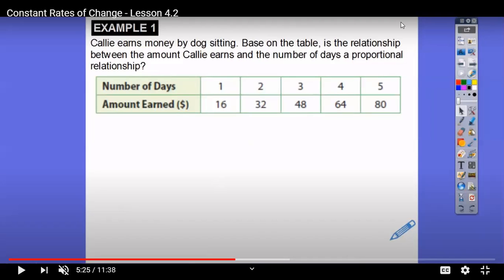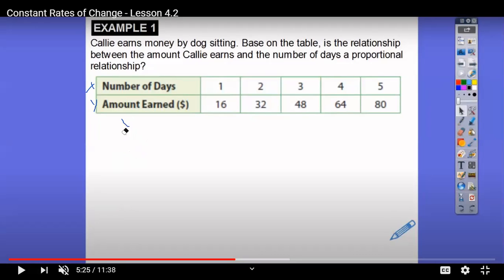As I said, we have x and we have y. So the second amount, this one, will be y, and the first one will be x. And how do you find the ratio or simplify it? You have to calculate y over x, which means you will calculate the amount earned in dollars over the number of days.